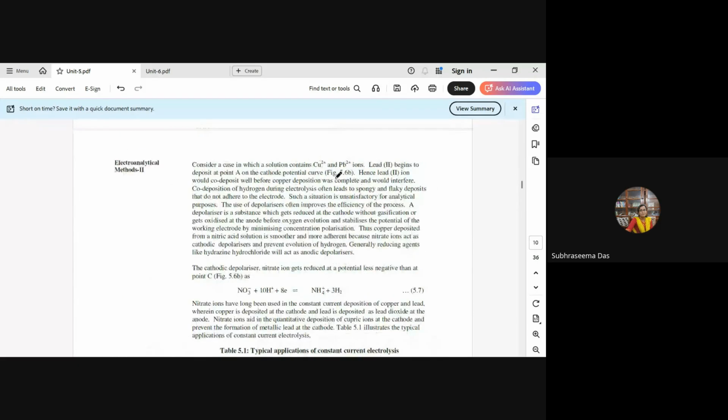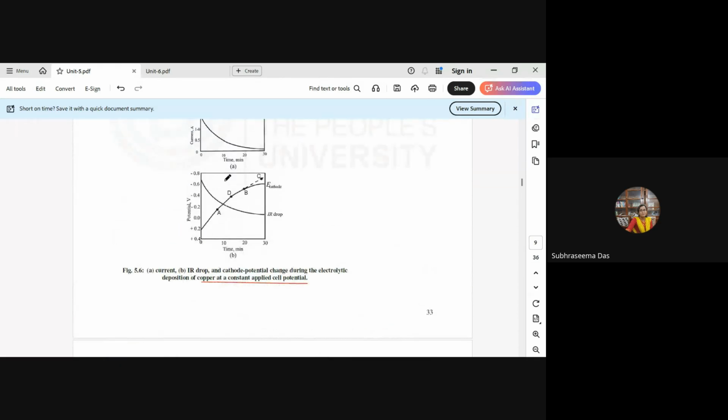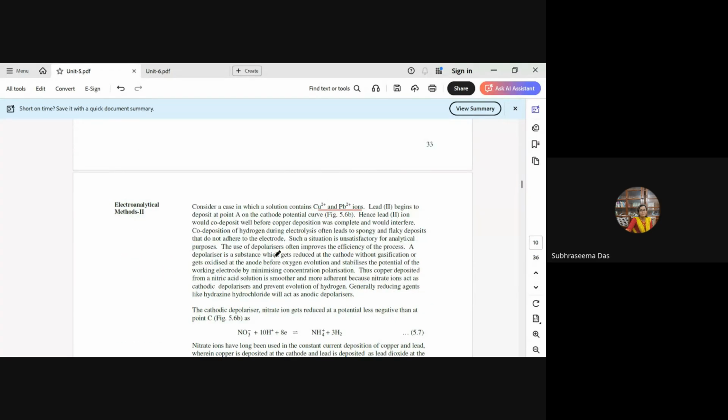Again, let us consider a case in which a solution of copper 2+ and Pb2+ ions are present. The Pb2+ ions begin to deposit at point A on the cathode potential curve 5.6b. Hence, lead 2+ ion would co-deposit before the copper deposition is complete, and thus it will interfere. Now, co-deposition of hydrogen during electrolysis often leads to spongy and very flaky deposits. Such a situation is not required and it is unsatisfactory.